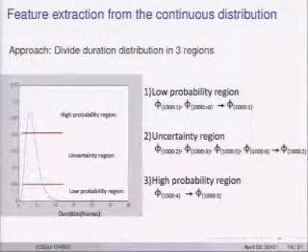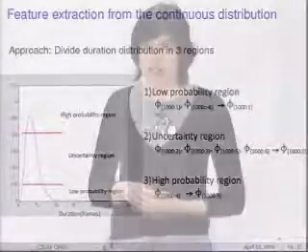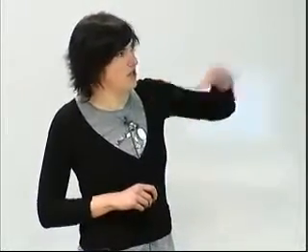To extract the features from the continuous duration modeling, we have to do some kind of quantization. So our approach is to divide the duration distribution in 3 regions. One region will contain durations with low probability. Another region, the durations will have a middle probability, and then a third region with the high probability values.